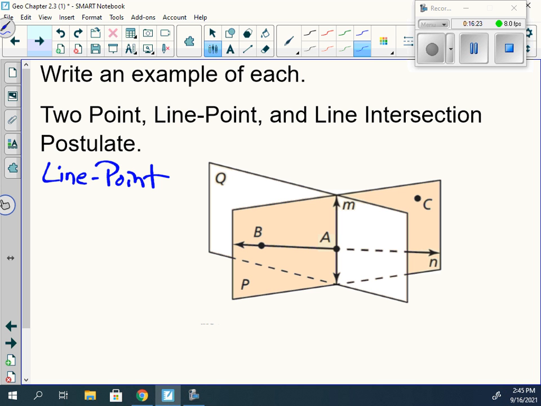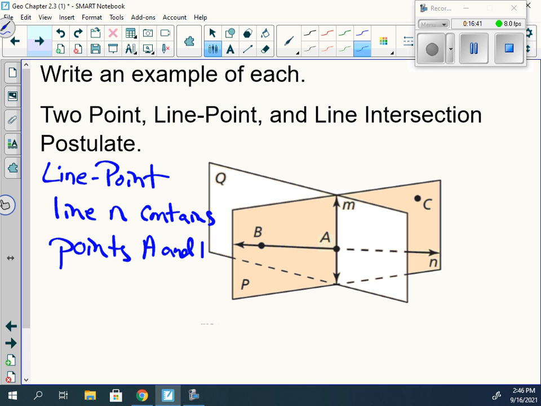So line point would be what? Line N contains points A and B. Line N contains points A and B because the line point postulate states, given a line, it has at least two points. Given a line, it contains at least two points. So line point postulate, our example is line N contains points A and B. That's it. Questions on this here?